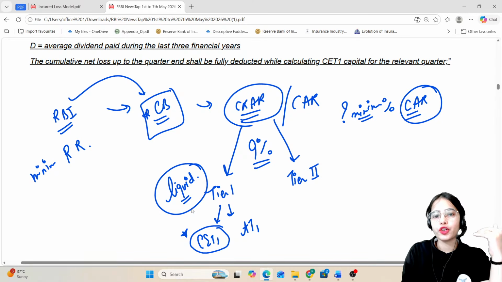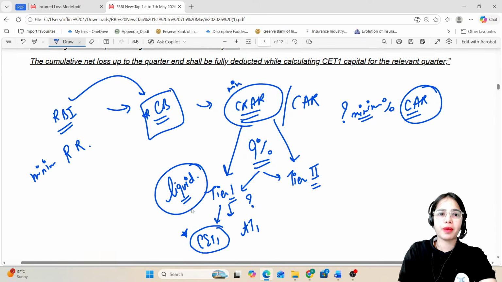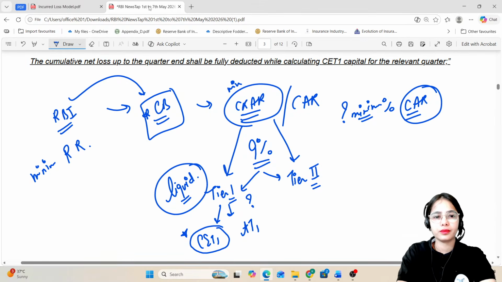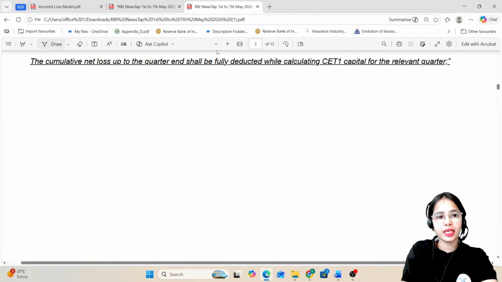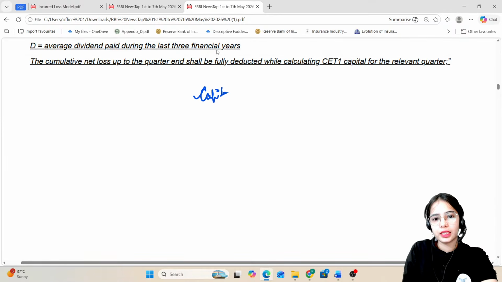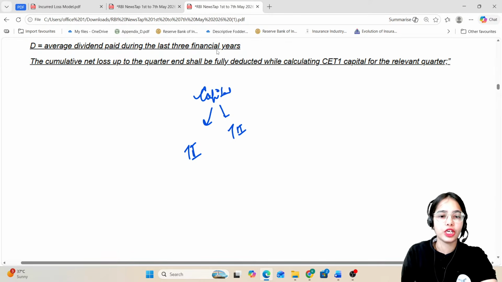So the RBI has mandated the commercial banks to maintain a minimum CRAR of 9%, with the capital maintained in tier 1 form and tier 2 form. Tier 1 is liquid capital, which includes common equity tier 1 and additional tier 1 capital. Now, what percentage of tier 1 capital do the banks have to maintain?